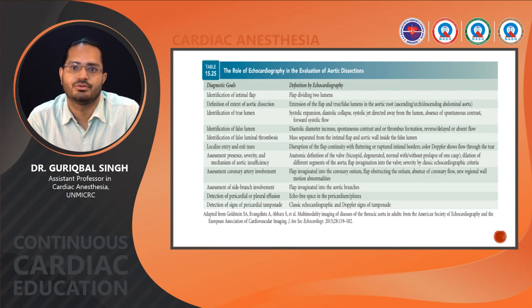So this is what we have to do. We have to identify the intimal flap, dividing it into two lumen. We should define the extent of dissection flap and true and false lumen in the aortic root. We should identify true lumen which will expand during systole.